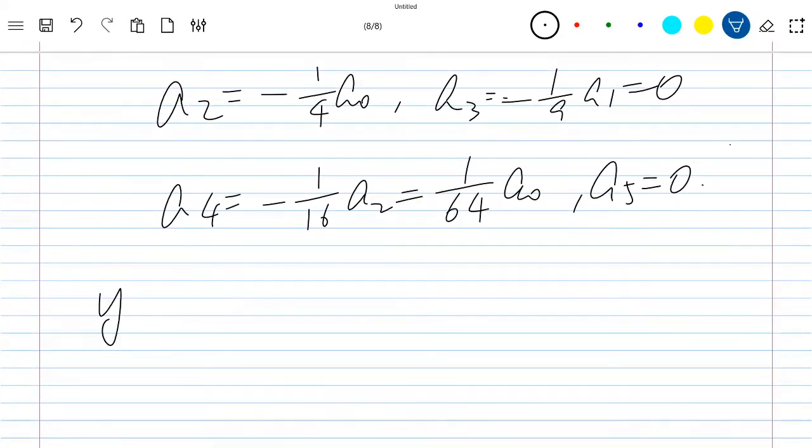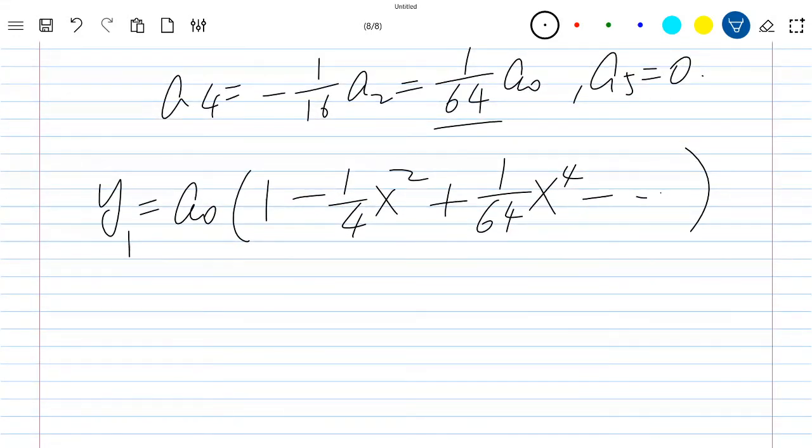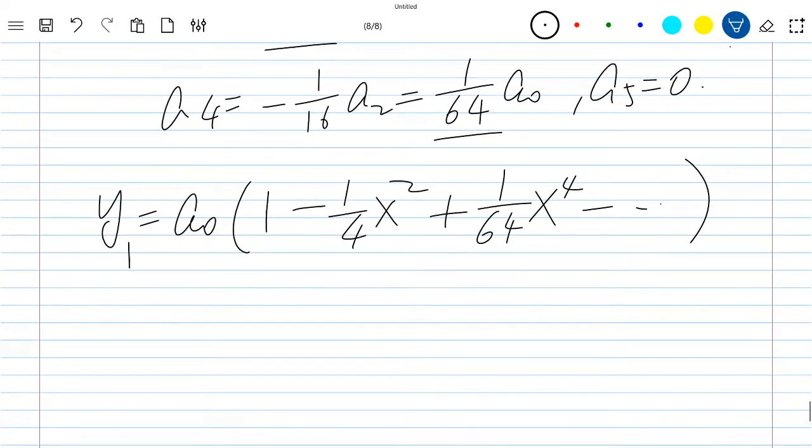So your y would be a0 times 1, and then this term, you only have even power, and then this term. Okay, so that's your solution. And actually that's just y1. And how about y2? Well, as I said, because you cannot find y2 using the same technique, we will just give up. It turned out that y2 would involve y1 times log x. Okay. All right, that's for the Bessel function.